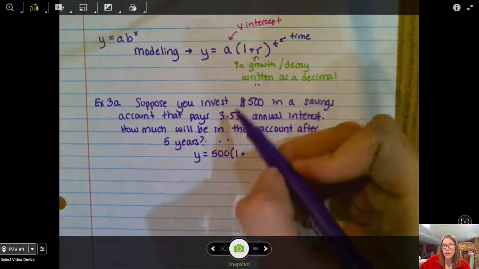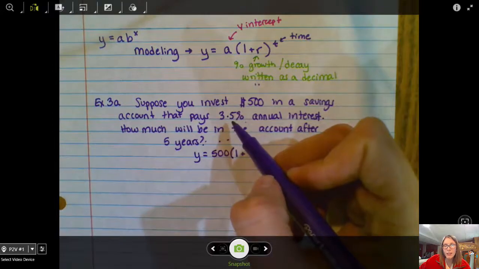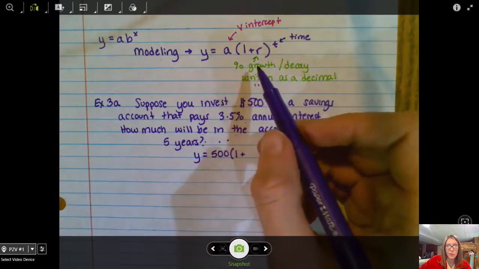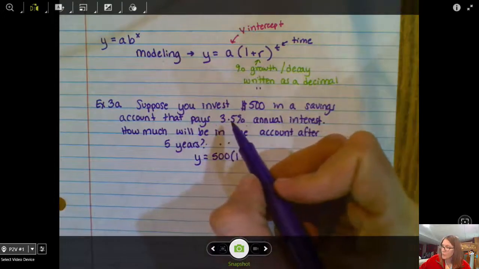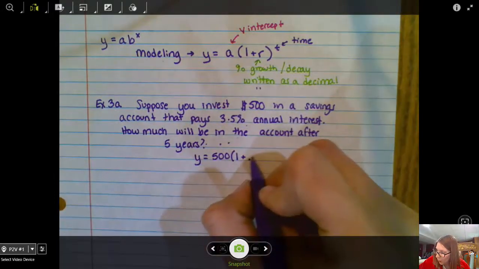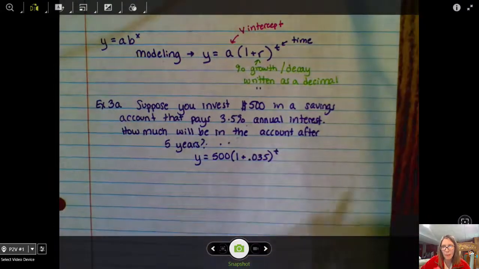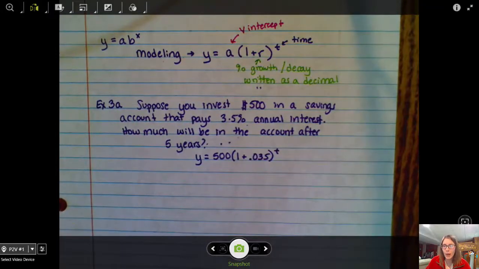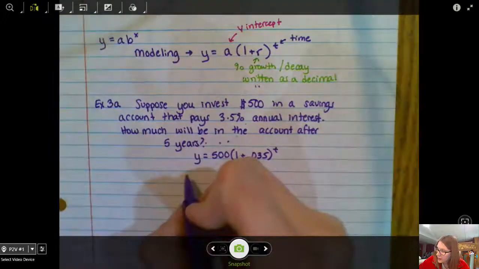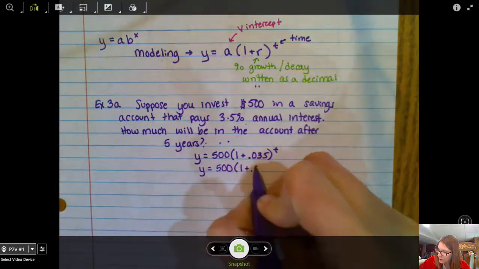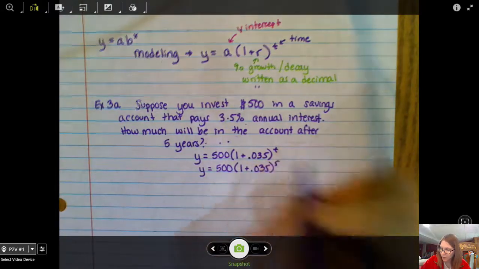Since our account is giving us 3.5% annual interest, that r value is going to be positive because our balance is going to be increasing. 3.5% written as a decimal would be 0.035 to the t power. And then to figure out how much is going to be in the account after 5 years, we'll just take 5 and replace t. 500 times 1 plus 0.035 to the 5th power.